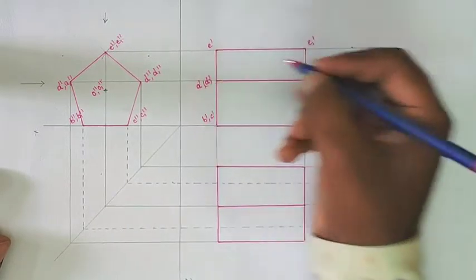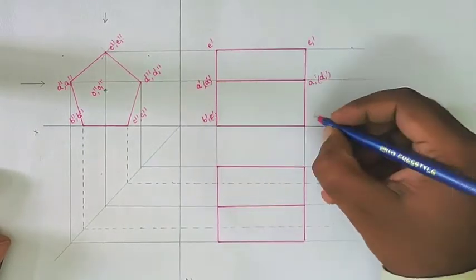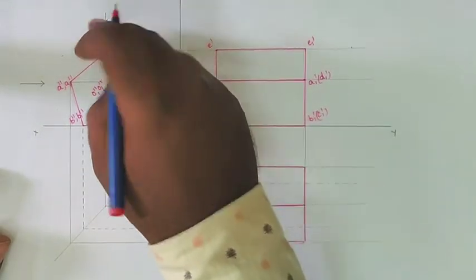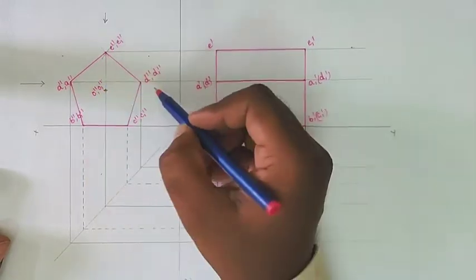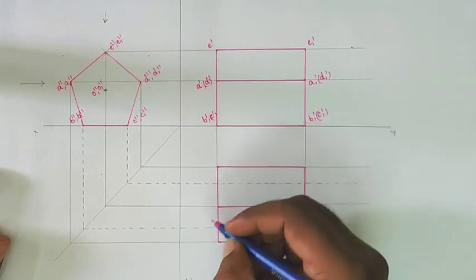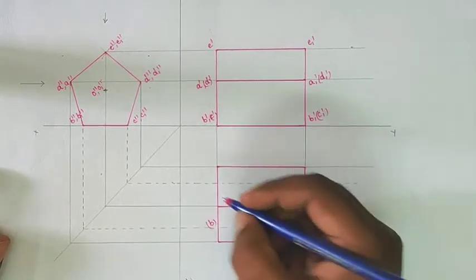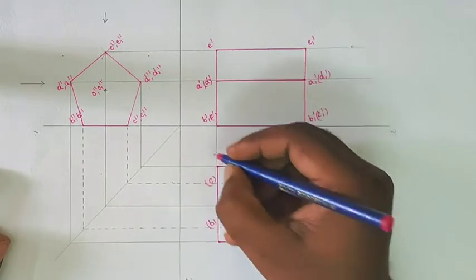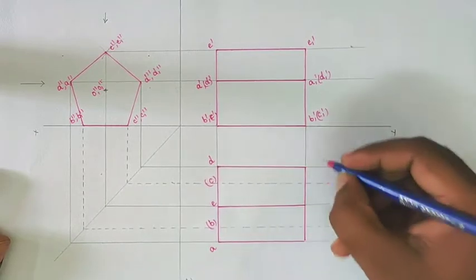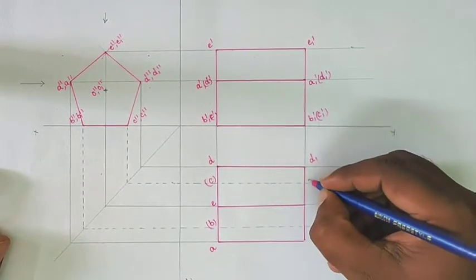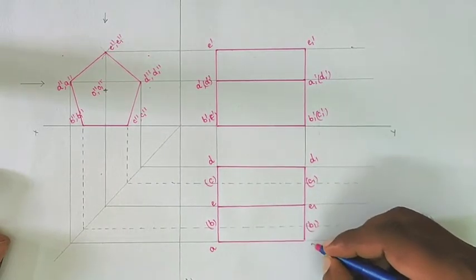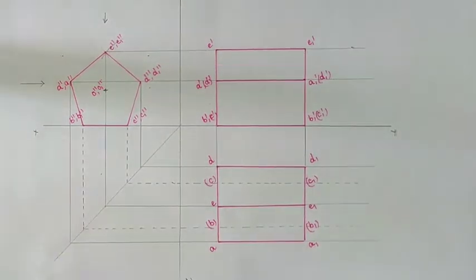So D dash is invisible here, and C dash is invisible. B1 dash, C1 dash. Whenever you can see the object from the top view direction, E, A, D are visible, and B and C are invisible. So B is invisible and C is also invisible, and D is visible, E is also visible and A is also visible. So we'll get the notations like that: E1, B1 and A1. Like that we will draw the projections.